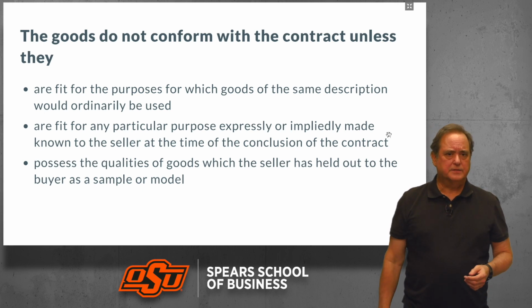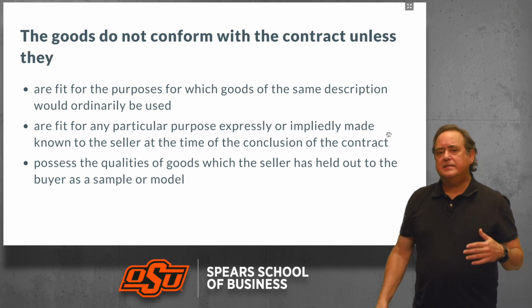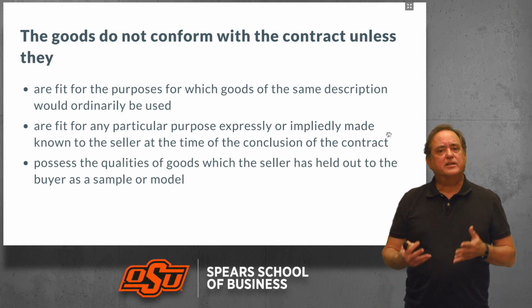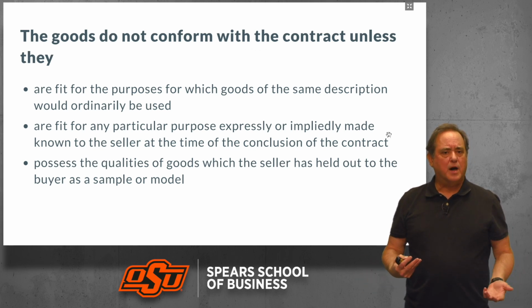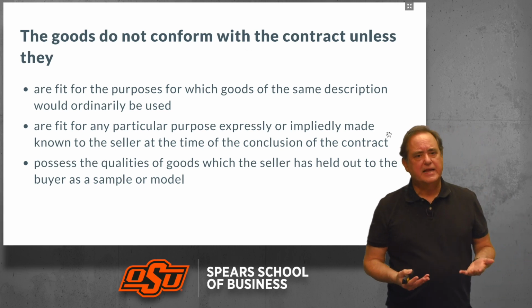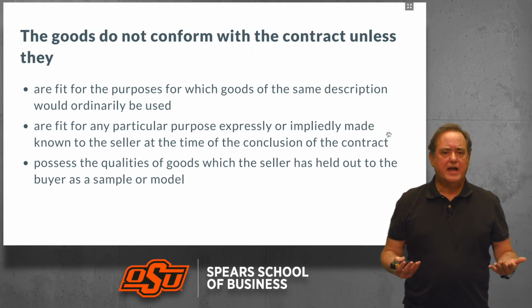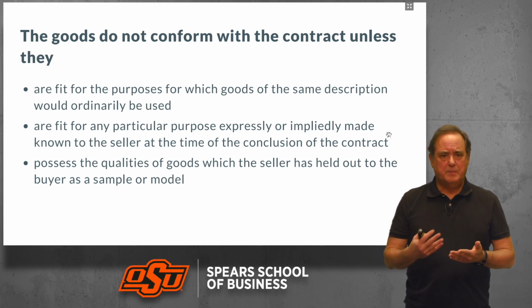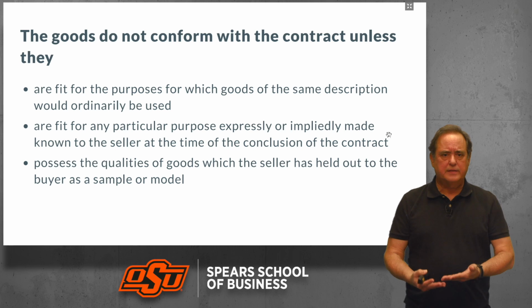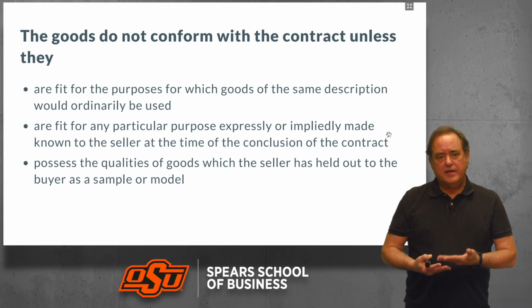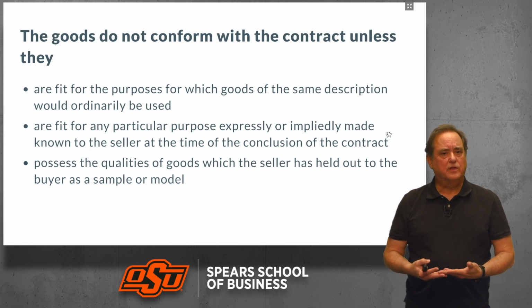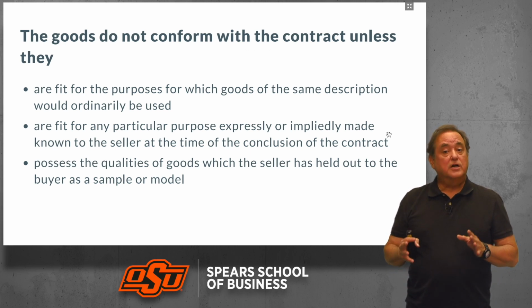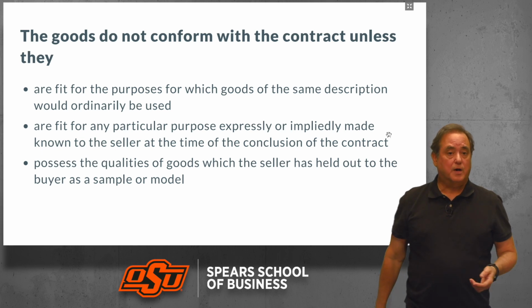The third warranty is that the goods possess the quality of goods that the seller has held out to the buyer as a sample or a model. So if you are buying textiles, if you are a suit manufacturer and a seller gives you a swatch of cloth and says this is what the fabric I'm going to sell you is going to resemble, the fabric that you are given must match that of the sample that was provided, the swatch of cloth. So warranty that the goods match the sample or the model.